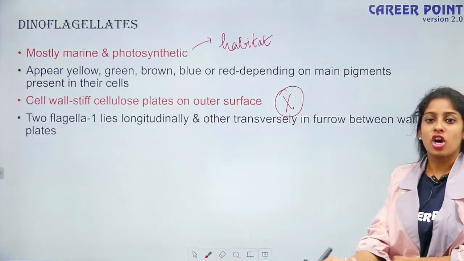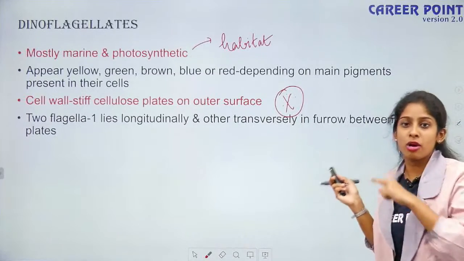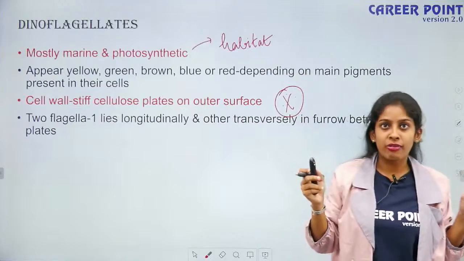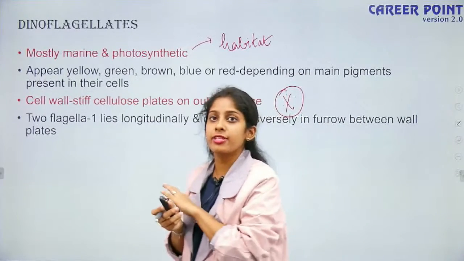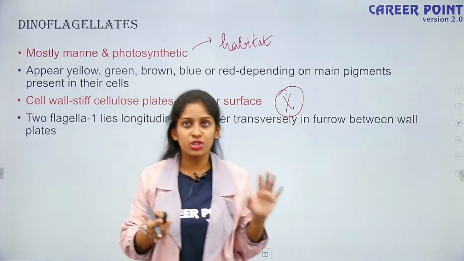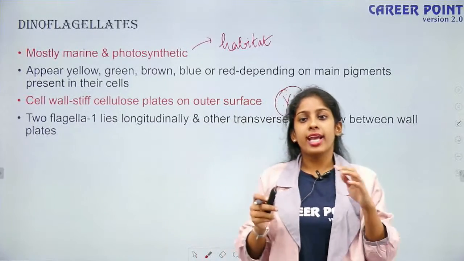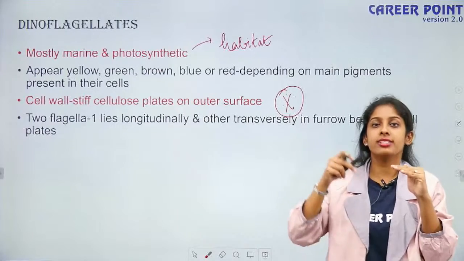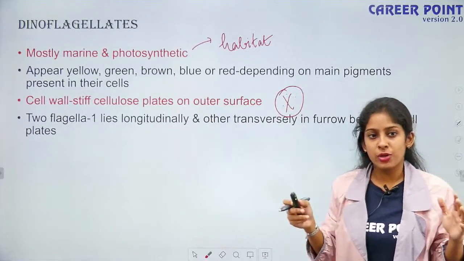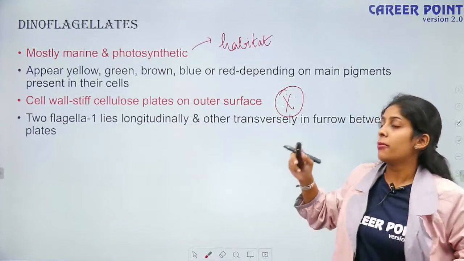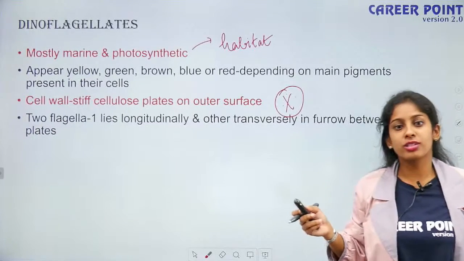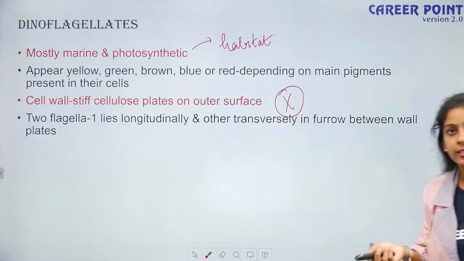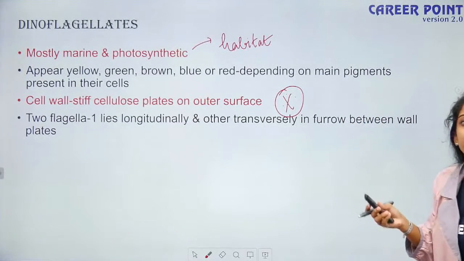So the next one, talking about the flagella. It means your dinoflagellates are motile. In case of your chrysophytes or your desmids or diatoms, I never spoke about flagella. So they are eflagellate, which means they are non-motile. Except during the reproductive phase, they do not have flagella. Only during the reproductive phase, they develop flagella, and then it degenerates, so they are basically non-motile. But your dinoflagellates have two flagella, so they are motile organisms. One lies longitudinally and the other transversely. So remember this much.